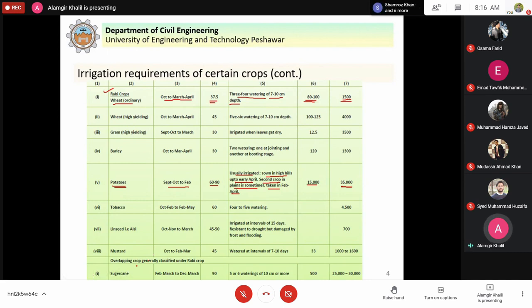Similarly, you can see that we have sugarcane here. February, March to December, March. You can see that sugarcane is grown almost the entire year, and the average water depth required is 90 centimeters. 5 to 6 waterings of 10 centimeters or more are required. The seed is 500 kg per hectare, and the crop yield is 25,000 to 30,000 kg per hectare. So this is some general information on the irrigation requirements of certain crops to give some idea.